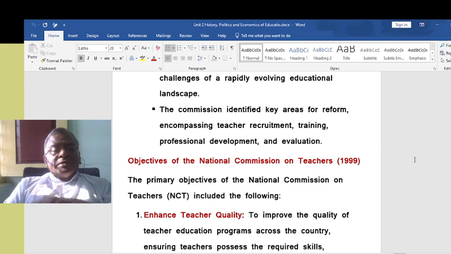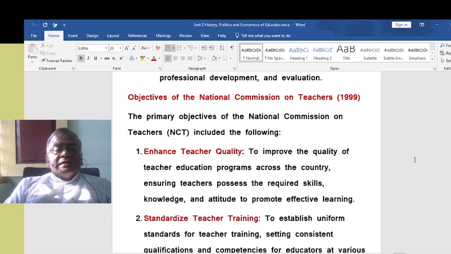Now we go for the objectives of the National Commission on Teachers, 1999. The primary objectives of the National Commission on Teachers included the following. Enhance teacher quality. To improve the quality of teacher education programs across the country, ensuring teachers possess the required skills, knowledge and attitude to promote effective learning. So enhancing teacher quality, that's one of the objectives. Of course, all the commissions talk about it, no doubt about it. But this commission also gives emphasis to that, yes.